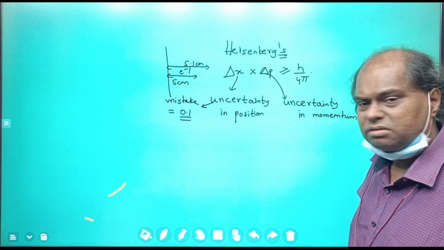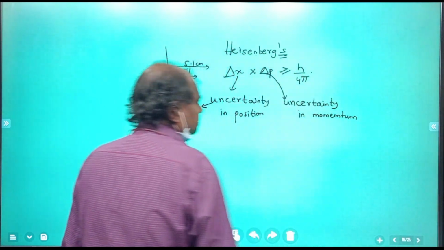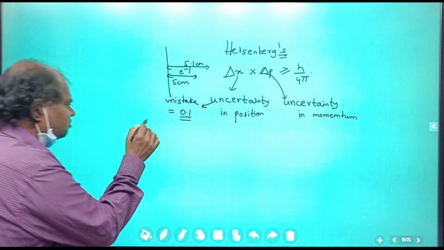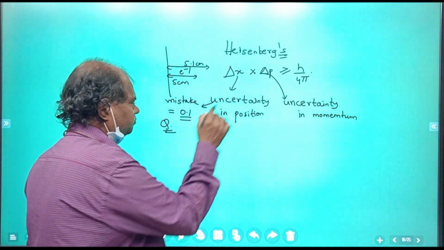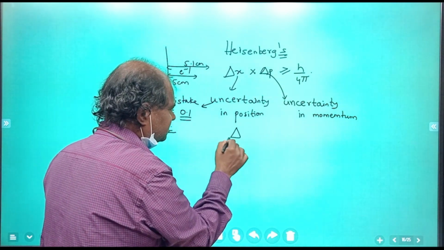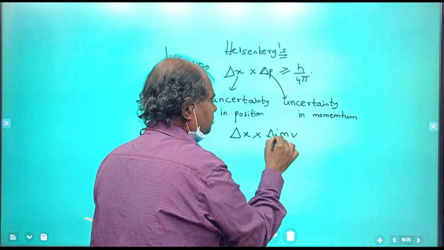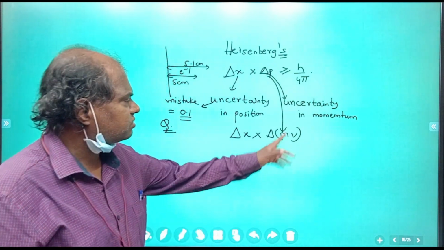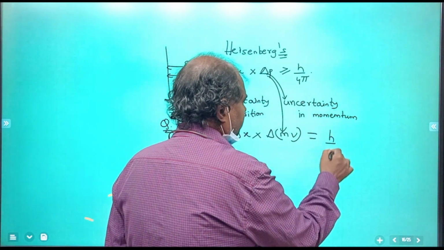You are measuring it as 5.1. Fine, so that is what is uncertainty. Now let me give you a question here. Before I give that question, I can change the expression slightly. Just see now: delta x into what is momentum? Momentum is mass into velocity. You can write this p as mass into velocity, equal to h by 4 pi.